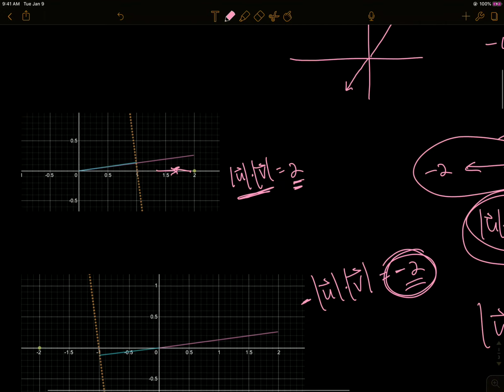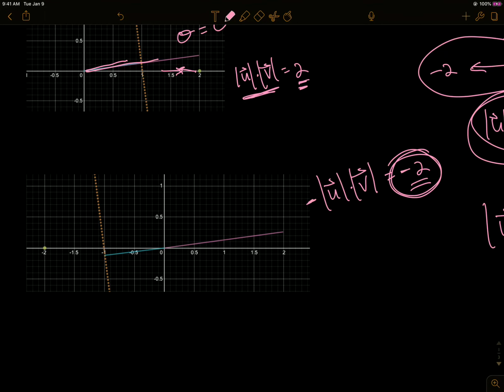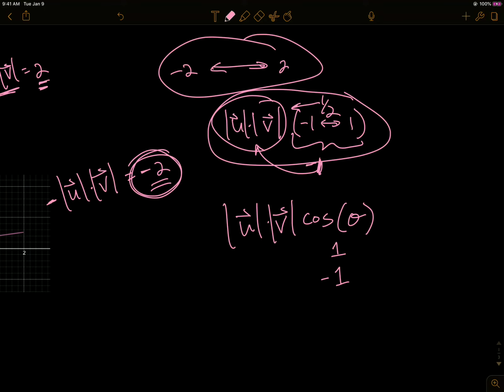So how can we tell what direction vectors are going in? We could talk about the angle between them. If these vectors are going in the same direction, the theta between them is 0 degrees. If they're in opposite directions, the angle between them is 180 degrees. So we know that the cosine of 0 equals 1, and the cosine of 180 degrees equals negative 1. So that's why it's cosine.